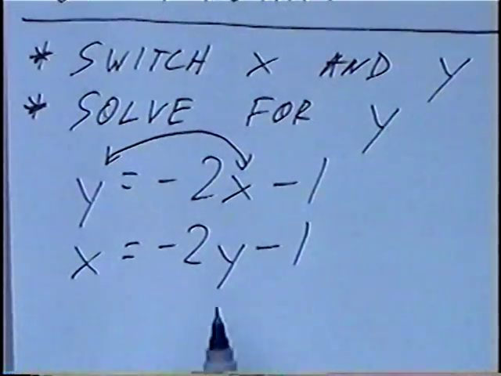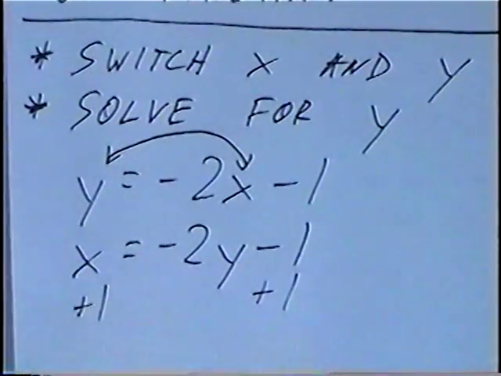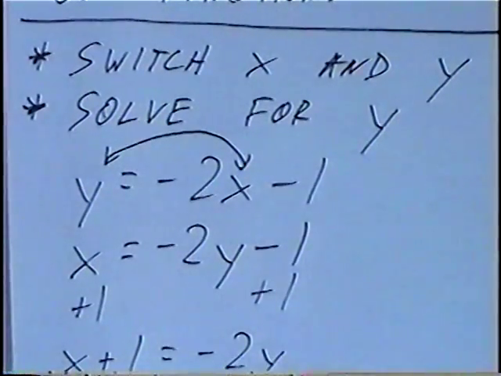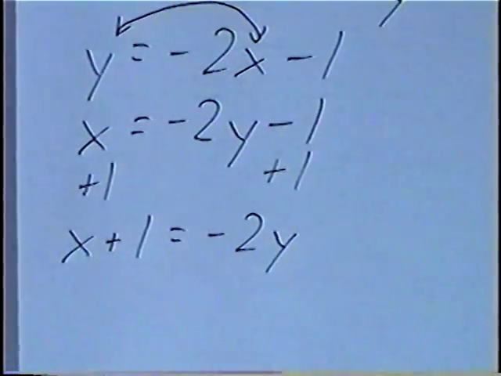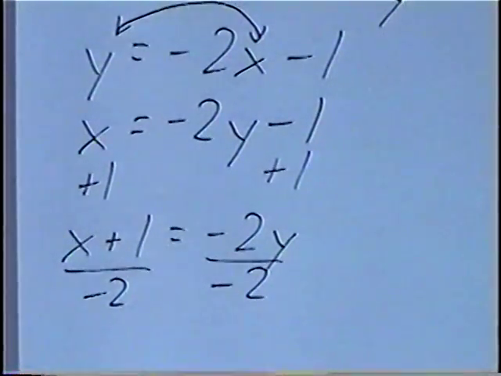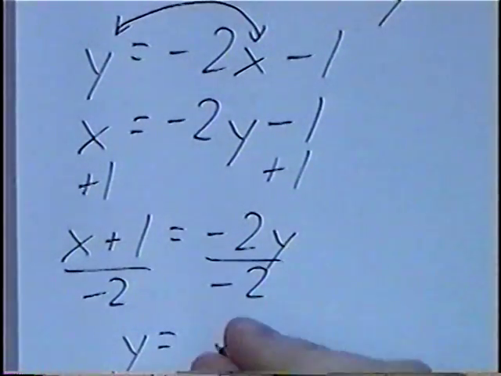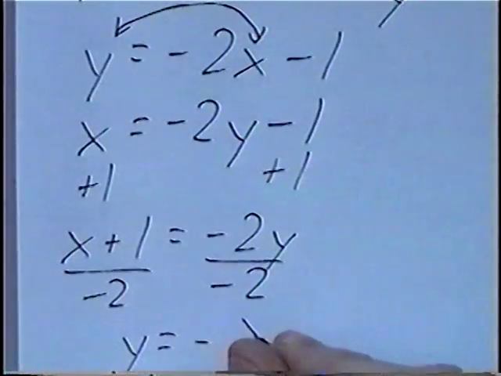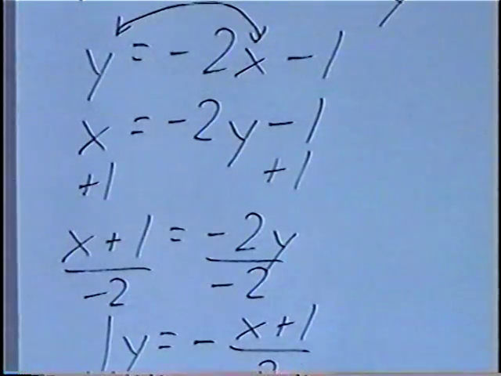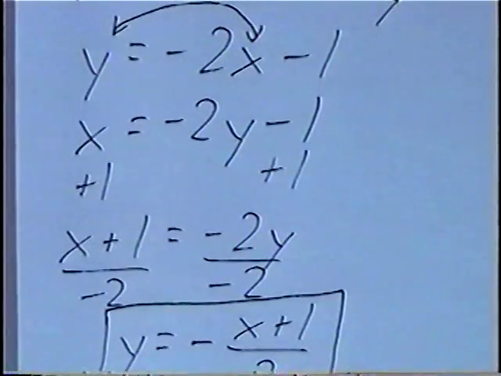To write the inverse in y equals form, we can solve for y. To solve for y, we can add 1 on both sides. So we'll have x plus 1 equals -2y. And last step, we can divide both sides by -2. And if we rewrite our answer in y equals form, we'll have y equals, we can have a negative outside the fraction, and x plus 1 over 2. So the inverse is y equals -(x plus 1) over 2.